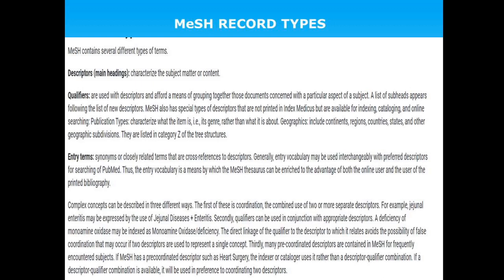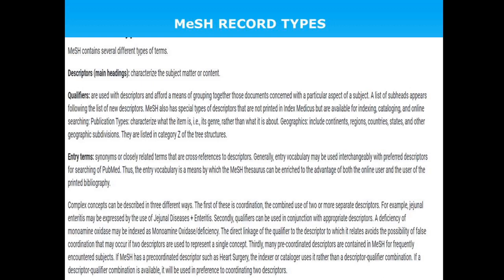Secondly, qualifiers can be used in conjunction with appropriate descriptors. That's the principle of coordination. There will be a descriptor as a main heading and the qualifier will be a subheading. You have to use it with appropriate description. A deficiency of monoamine oxidase may be indexed as monoamine oxidase and deficiency. Deficiency will be the qualifier, that is a subheading. Monoamine oxidase will be the main heading. So that is how you can represent complex subjects.